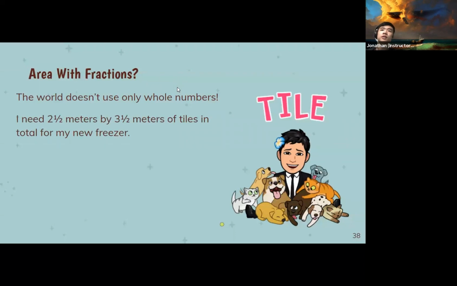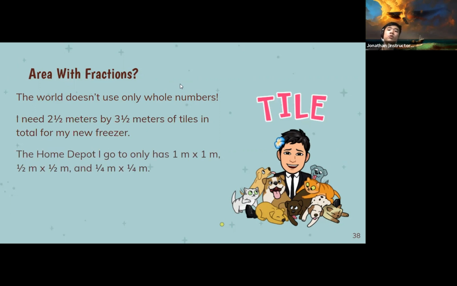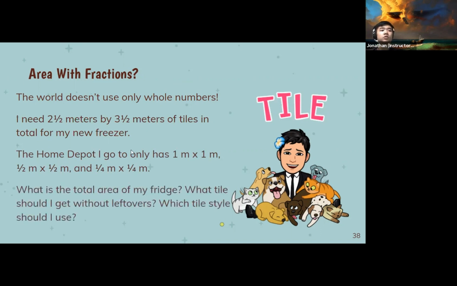So, for instance, let's have a fake problem. Let's say I need 2.5 meters by 3.5 meters of tile for my new freezer. The Home Depot I go to only has 1 meter by 1 meter, 1/2 meter by 1/2 meter, and 1/4 meter by 1/4 meter tiles. So first, I have to find the total area of my fridge. Which tile type should I get, the 1 meter, the 2 meter, or the 4 meter? Should I get it without leftover? And which style should I use?